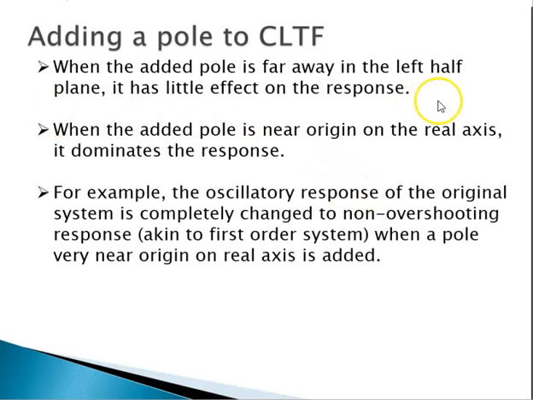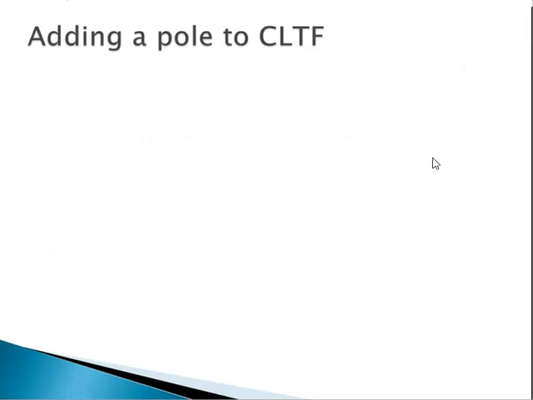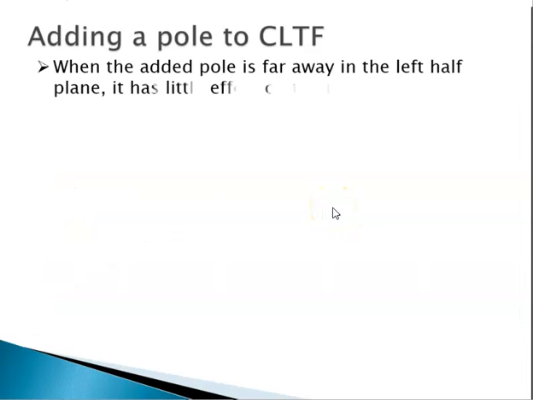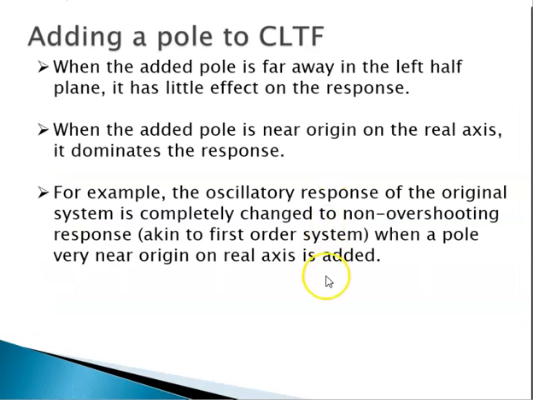So we say when the pole added is far away in the left half plane, it has little effect on the response. When the added pole is near origin and on the real axis, it dominates the response. Dominates in the sense that the original system is red, this system is black. It totally transformed the response. The oscillatory response of the original system is completely changed and it's behaving more or less like a first order system when a pole very near origin on the real axis is added.